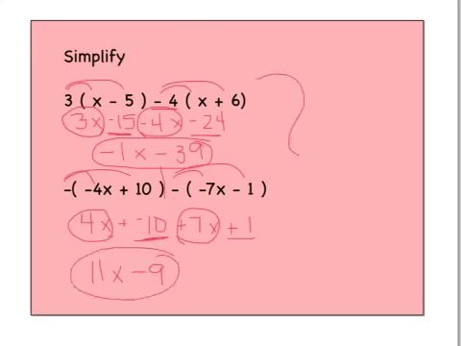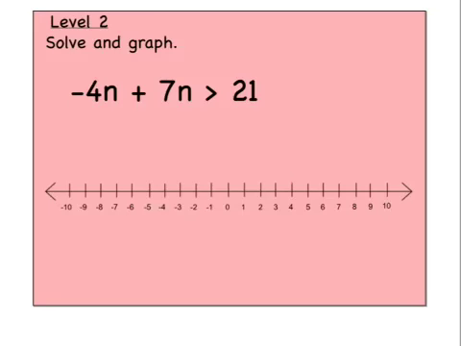These are the properties that you're going to want to apply as we move on to inequalities. So here we have to combine our like terms before solving. We've got negative 4n plus 7n, which is going to give us 3n is greater than 21. Divide both sides by 3. We do not have to reverse our sign because we haven't done anything with a negative. So n is greater than 7.